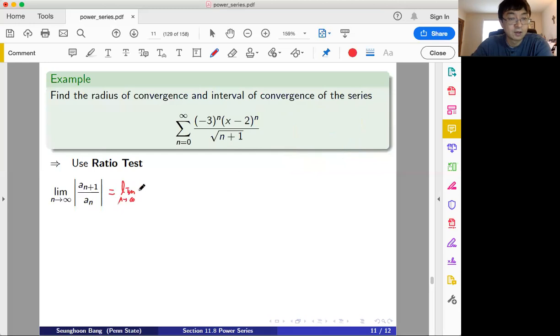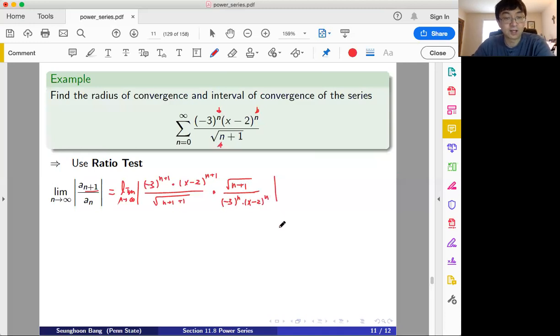as n approaches infinity of the absolute value of, you plug n plus 1 in here. So we have negative 3 to the power n plus 1 times x minus 2 to the power n plus 1 over the square root of n plus 1 plus 1, times the reciprocal of a_n, the square root of n plus 1 over negative 3 to the power n times x minus 2 to the power n. So like this.